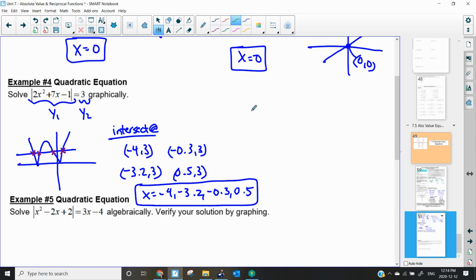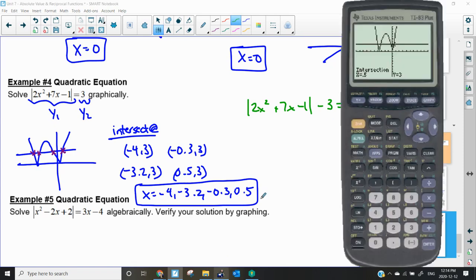Now, if you choose to do the other method, if we wanted to graph this as absolute value of 2x squared plus 7x minus 1, all in absolutes, minus 3 equals 0, we can do that as well. Now, taking a look at that graph, here would be our function. So we've got y equals, we're going to subtract 3, we're going to turn this into a 0, or you could just leave it blank and then do your 0, and then we have this as our function.